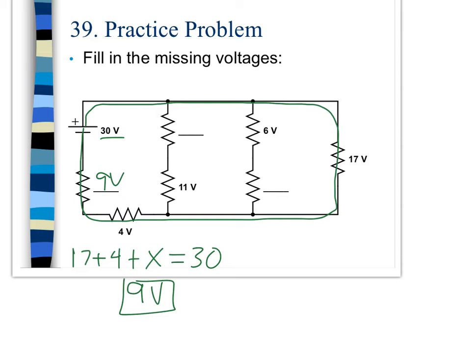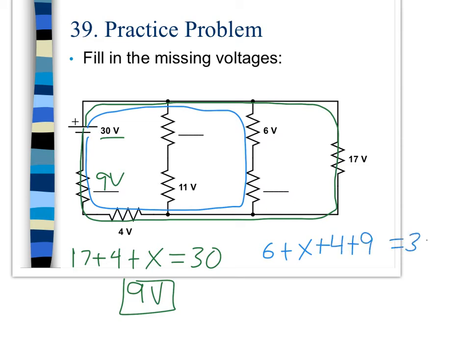I'm then going to take a middle loop here. Same basic idea. I hit a 6 volt resistor, then I hit a blank one right here, then I hit a 4 volt resistor plus a 9 volt, and that needs to add up to 30. When I solve for that X, I get 11 volts, because 6 plus 11 plus 4 plus 9 gives me 30. So this is going to be 11 volts here.